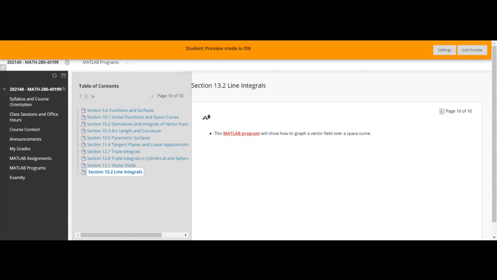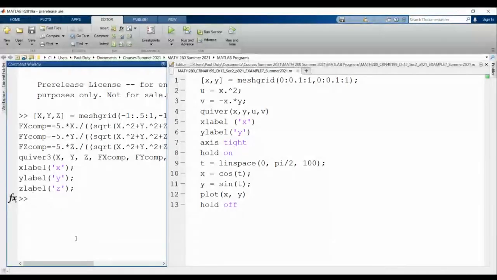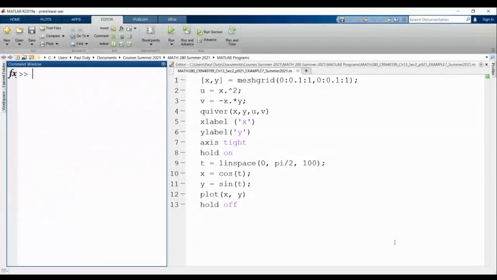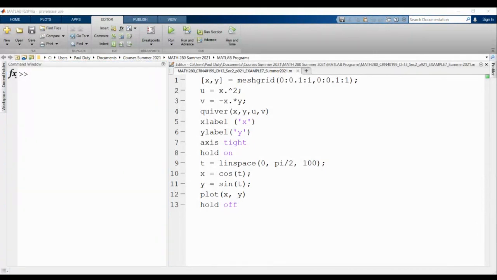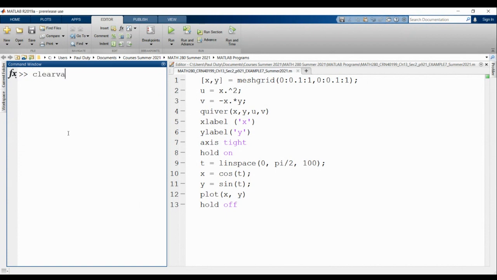Give me one moment here. Okay, and you bring it up too. Now, one thing I didn't put at the beginning of these programs is the clear variables statement. But you can always type clear variables in the command line.